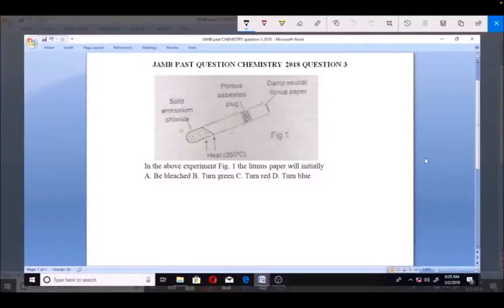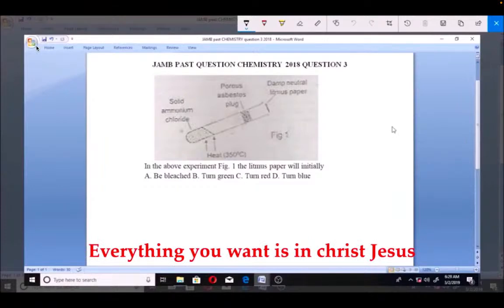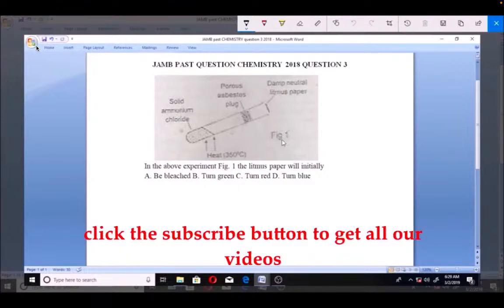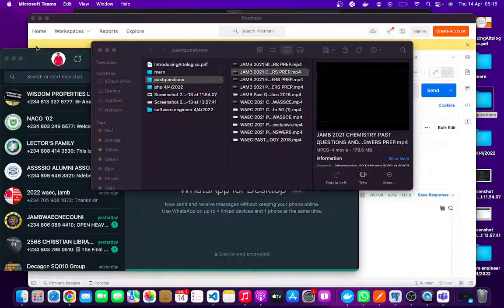Hello, welcome. Let's look at this JAMB past question, Chemistry 2018, question number 3. In the above experiment, Fig 1, the litmus paper will initially A, be placed, B, turn green, C, turn red, D, turn blue.